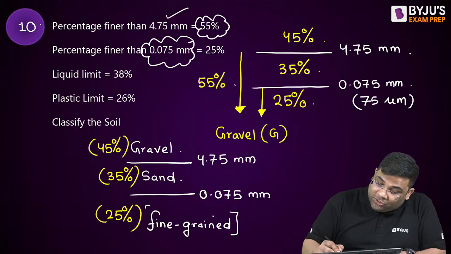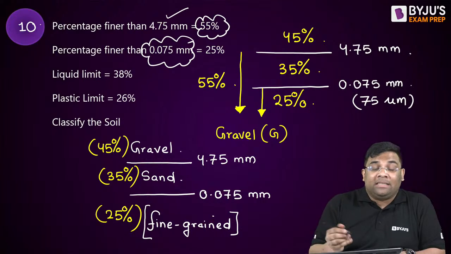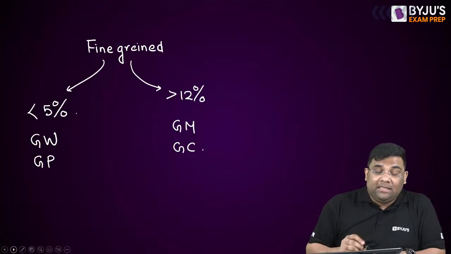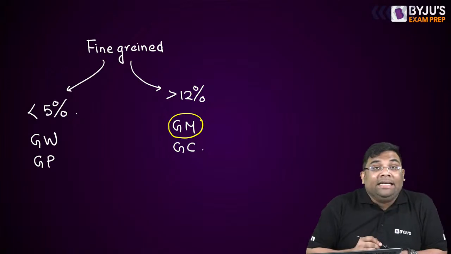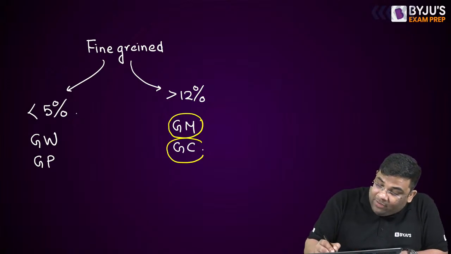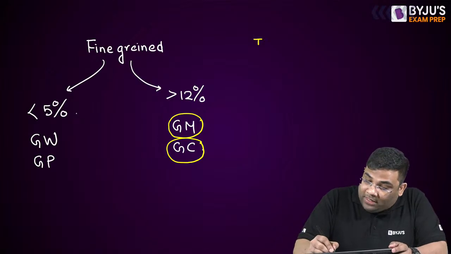Fine grained is how much? 25%. Since fine grained is 25%, it is more than 12%. So the answer will be either it is silty gravel or it is clayey gravel. How do we decide that? Very easy. You find out what?